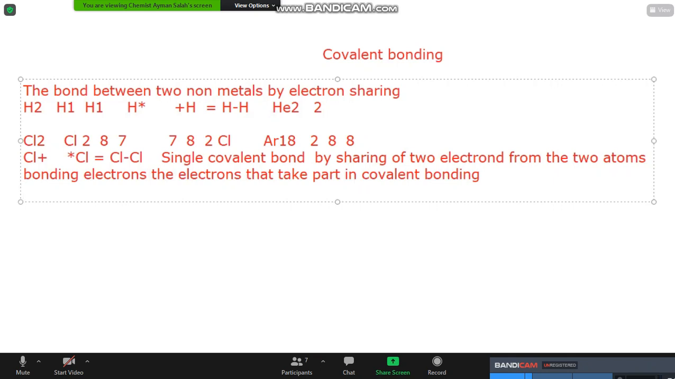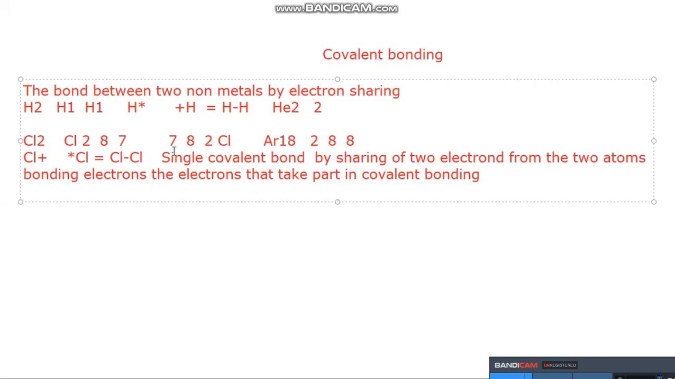Yes, Saud. Valency electrons. Yes, they are called valency electrons. We said before that the electrons in the outmost energy level are called valency electrons. They are the electrons that take part in the chemical reactions. We have 7 valence electrons. One of them will take part in the covalent bonding. What about the other 6? The other 6 electrons are called lone pairs.